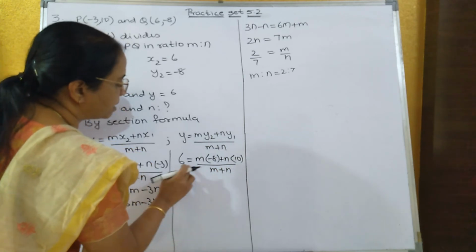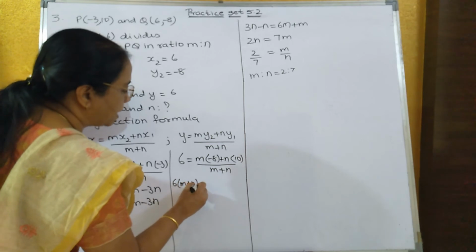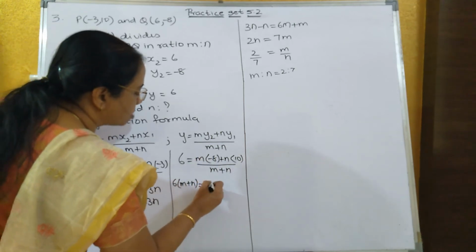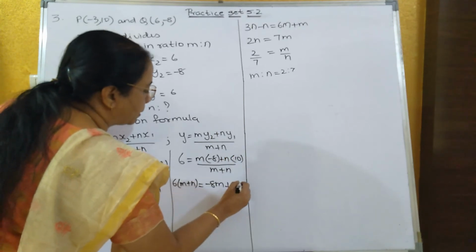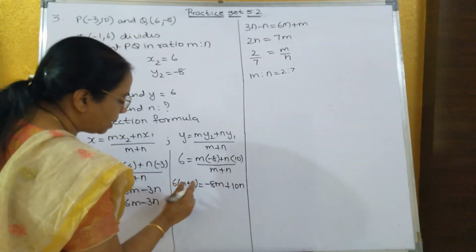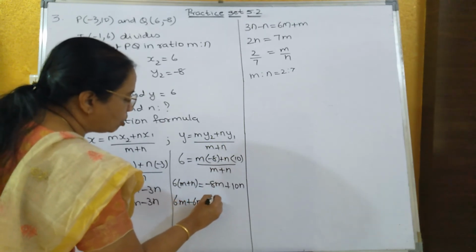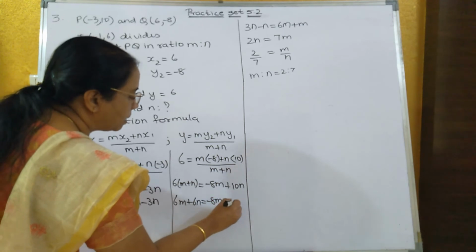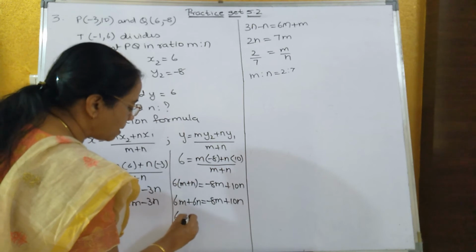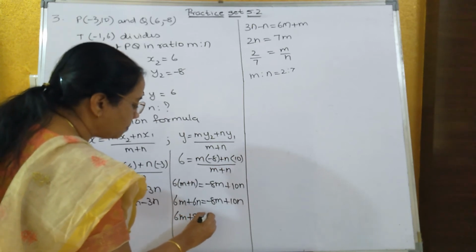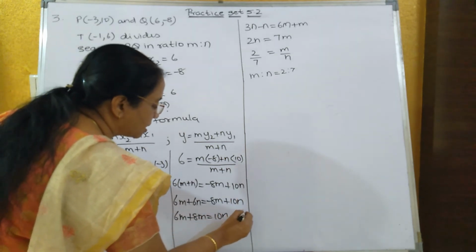Take this m plus n on this side, what you'll get? 6 into m plus n is equal to minus 8 into m is minus 8m, plus 10 into n is 10n. Now multiply this, what you'll get? 6m plus 6n is equal to minus 8m plus 10n. Bring this minus 8m on this side, so you'll get 6m plus 8m is equal to 10n, and take this 6n on the other side, minus 6n it will become.